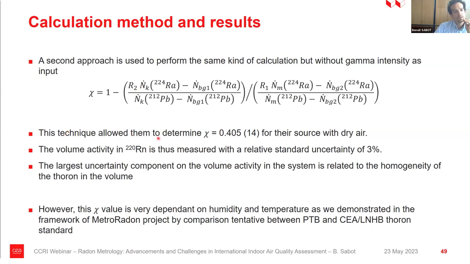And using this technique, they were able to determine an emission factor for their source, but with dry air, and then to deduce the activity concentration of radon 220 with a relative standard uncertainty of 3% inside the chamber, which is quite good enough to calibrate a device. However, it must be taken into account that for such a source, the emission rate depends on the humidity and temperature of the gas. So one must be very careful when you use such a technique. And that's what we understood and saw within the work of the MetroRADON project with the colleague from PTB, when we tried to find a way to compare each other with our techniques.